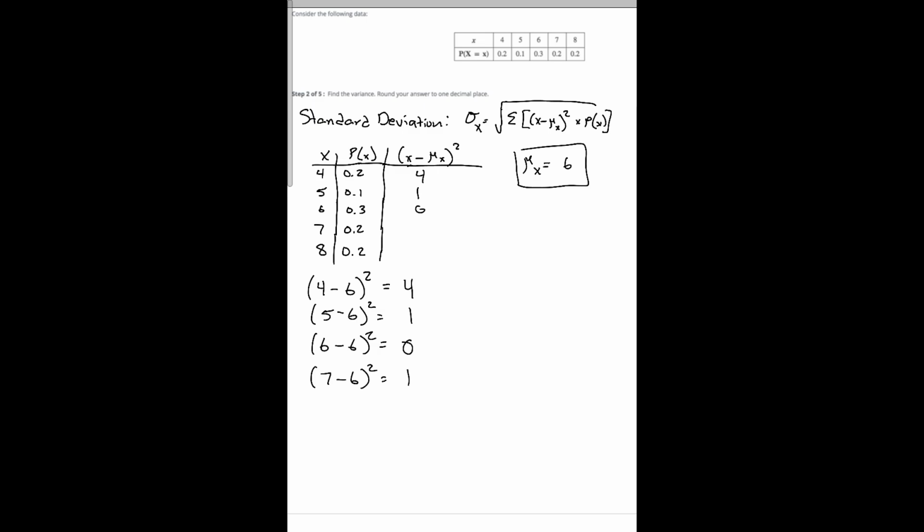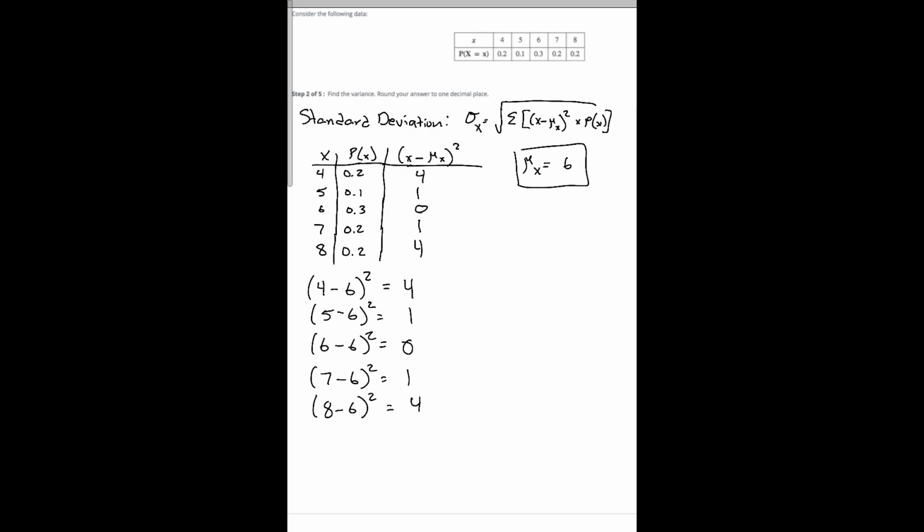Hang on real quick. Let me just rewrite this as 0. There we go. So 0, positive 1, and then 8 minus 6 squared. Well, that gets us a positive 2 squared, which gets us 4. Okay?